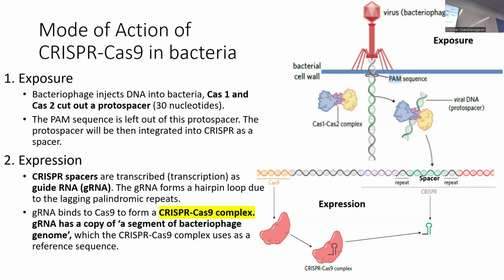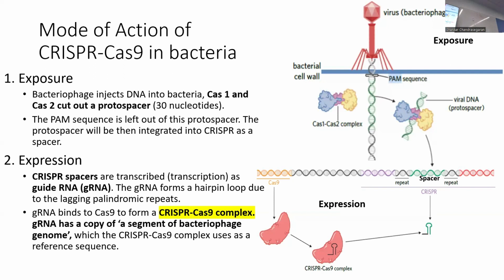Once that's done and it's been integrated, when the bacteria needs to make a CRISPR-Cas9 complex, the spacers are transcribed as guide RNA. Specifically, remember that the spacers are the ones that are the copies of the bacteriophage DNA. So that's the one we want. That's the part that's transcribed, including some of the repeat just to create a hairpin loop. And that will bind to the Cas9 protein to create the CRISPR-Cas9 complex.